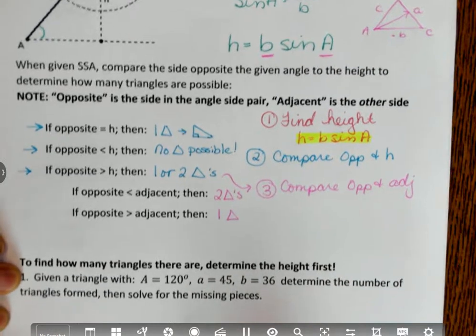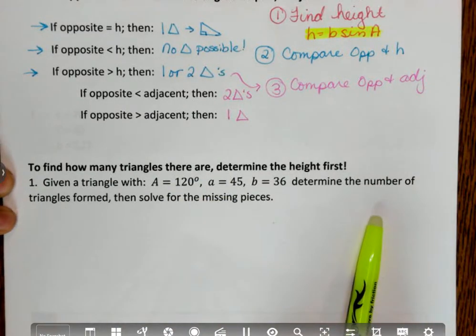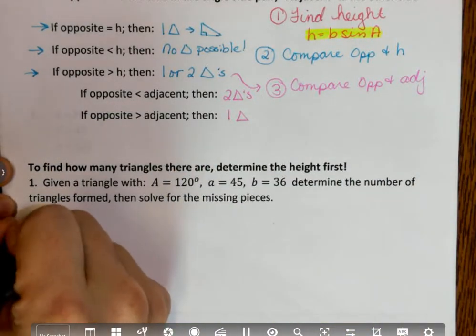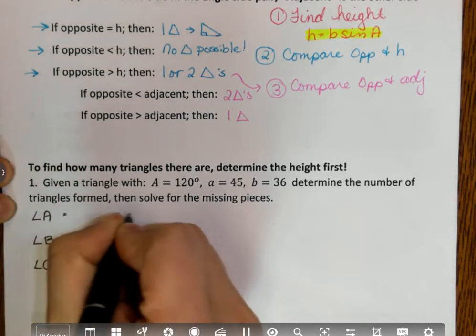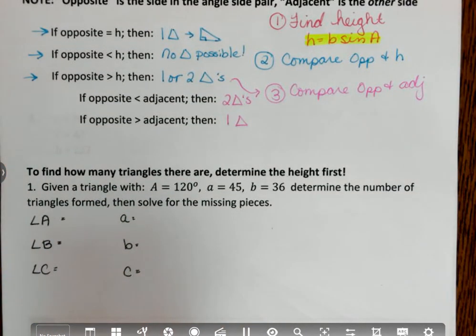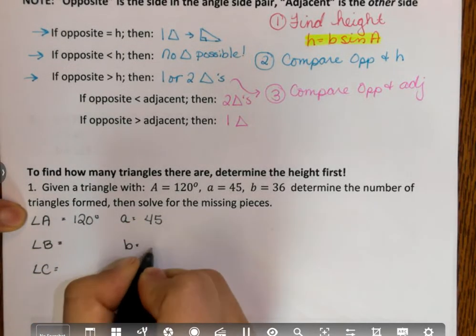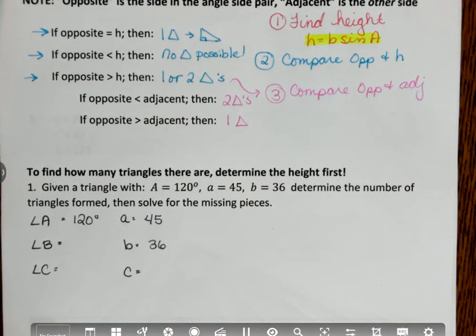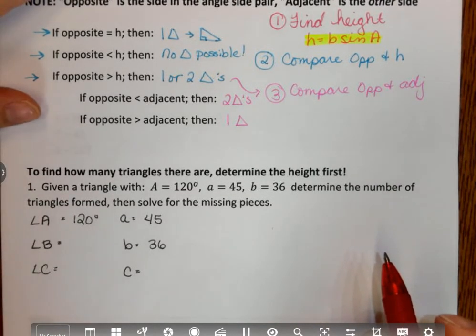All right. So we're going to do a problem. Now again, I don't need to draw the picture for this. All I need to do is list out what I have. I'm going to have angle A, angle B, angle C, side A, side B, side C, where I'm told angle A is 120 degrees, side A is 45, side B is 36. Okay? That's my first piece of information that I'm given. So what is my first step to do here?